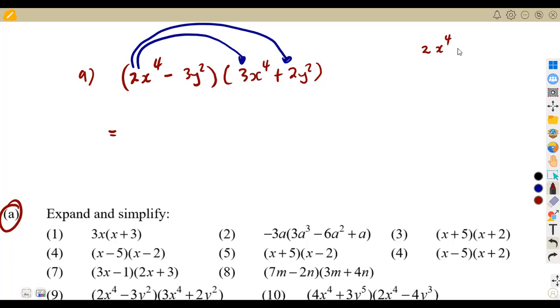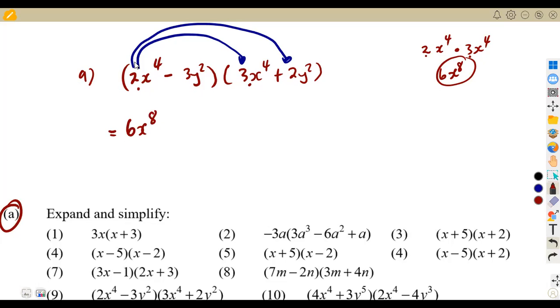So that means in this case we are going to multiply 2x to the exponent of 4 by 3x to the exponent of 4, the first term there. We're just going to multiply our numbers 2 and 3, which is 6. Then for x to the exponent of 4 and x to the exponent of 4, you are multiplying the same bases, so we add the exponents. That's 4 plus 4, which is 8. So that is going to be 6x to the exponent of 8.